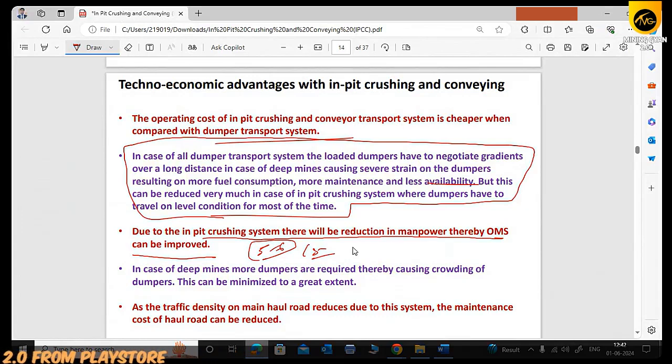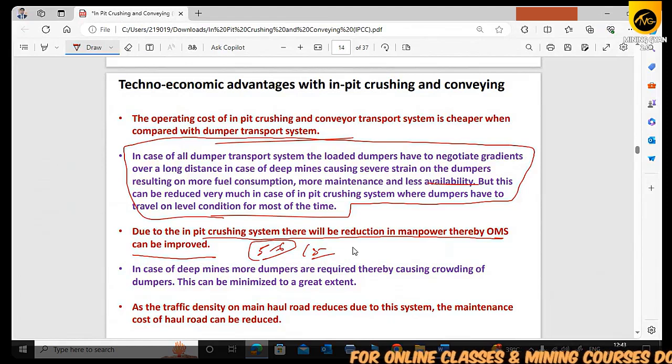Because the man-machine interaction will increase, the exposure of persons working in these mines also increases. So if we talk about the in-pit conveying system, there will be a lesser chance of any hazards, because very little manpower is required to run these systems.